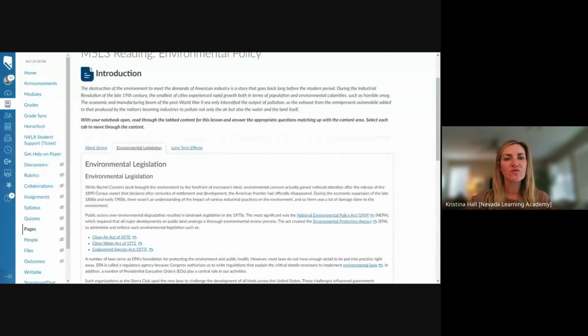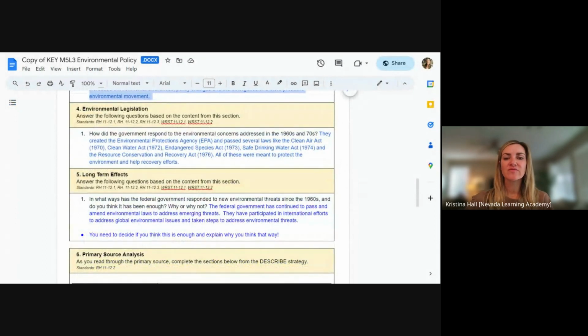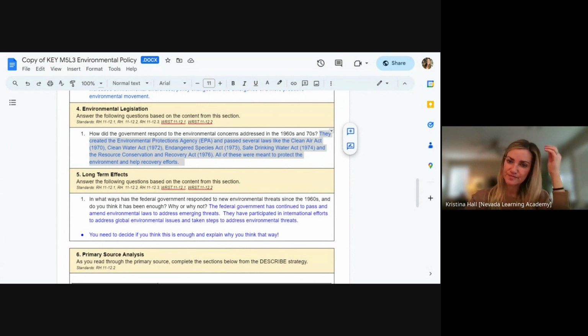And then let's jump over. We'll do number 4. How did the government respond to environmental concerns addressed in the 1960s and 70s? They created the Environmental Protection Agency, a government agency that helps to guide some of the legislation we've seen: Clean Air Act, Clean Water Act, Endangered Species Act, Safe Drinking Water Act, Resource Conservation Act. All of these are meant to protect the environment and help recovery efforts of damages that have been done over the last century or two. Okay, so you can pull number 4 and put this in your notebook.